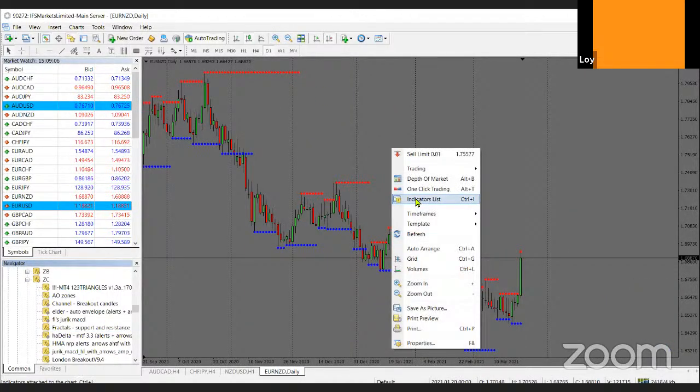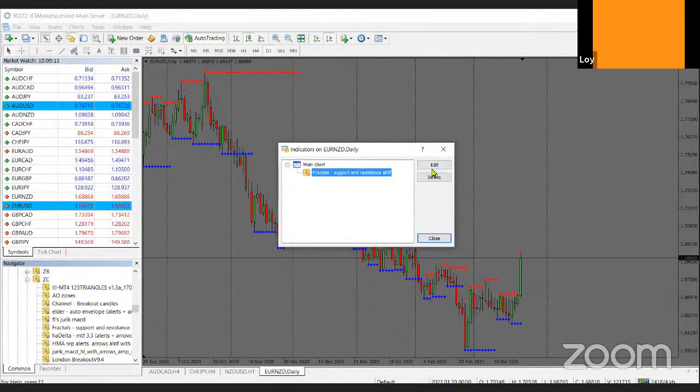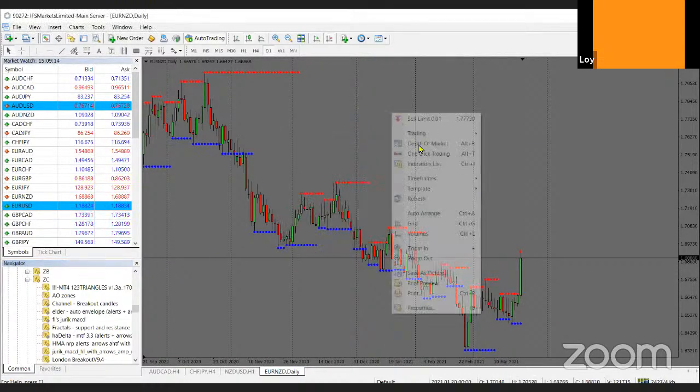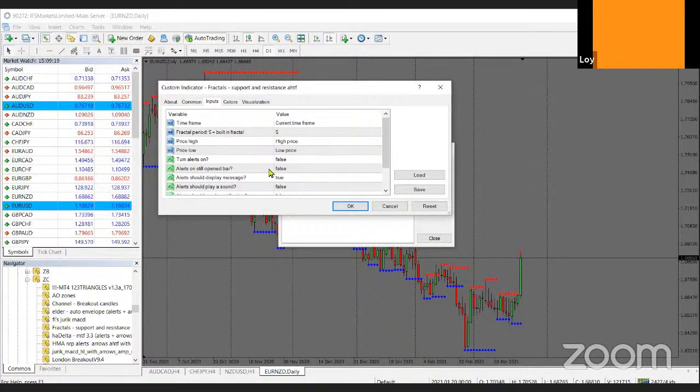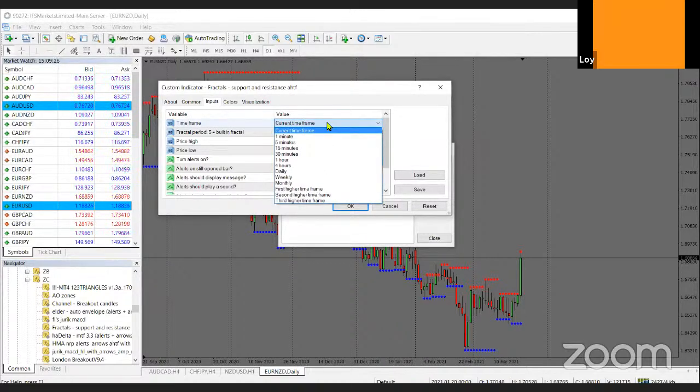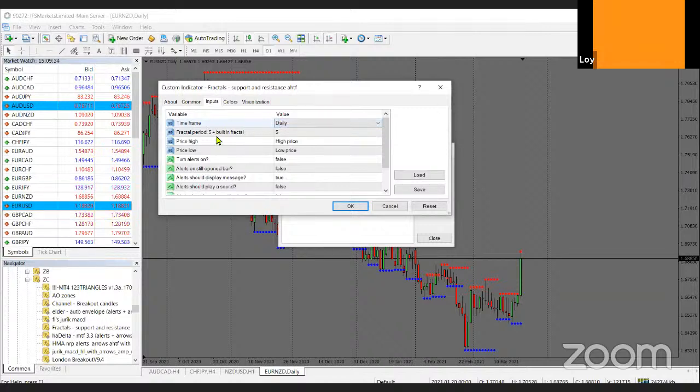Now let's go to the indicator. Right, so let's go through the indicator settings. The time frame will always appear as current time frame. The good thing about this indicator is that normally people who use support and resistance will go for one time frame higher. So for today, I'll just switch to the daily time frame. Fractal period, default 5. We can use 3. And then calculating price high and low.